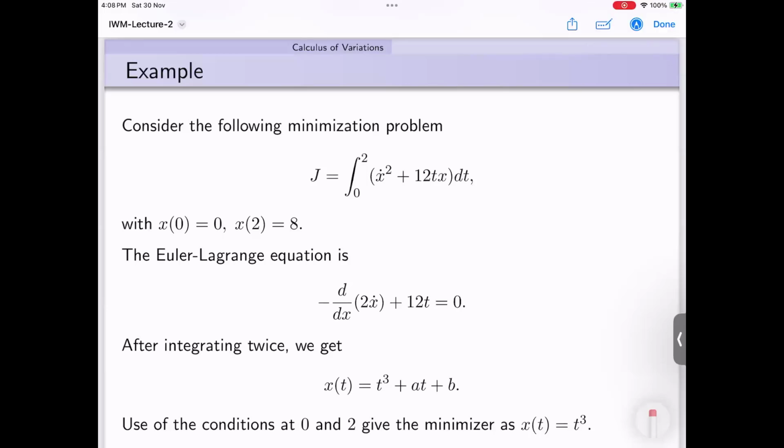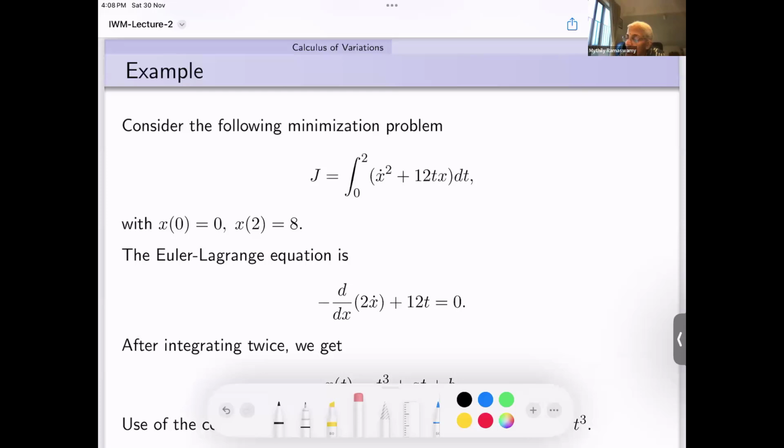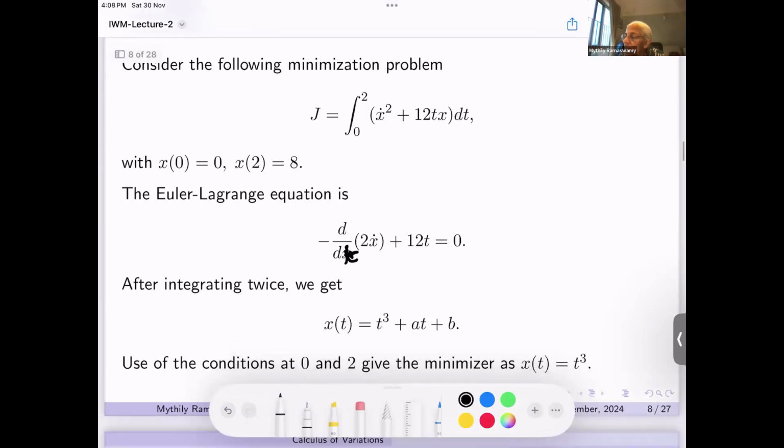Excuse me, is it d by dt? Yes, it is d by dt. You are right, and there is a minus sign there. This is d by dt of 2x dot. That's how I am getting x double dot. So this will give me minus 2x double dot plus 12t is 0.